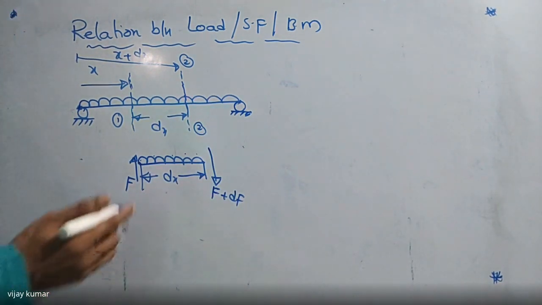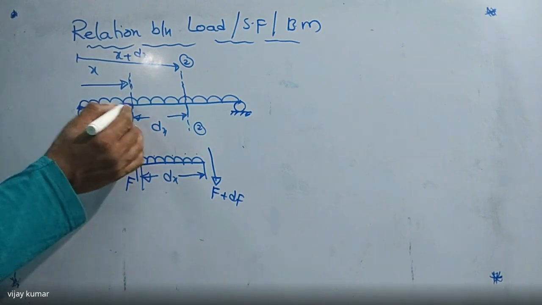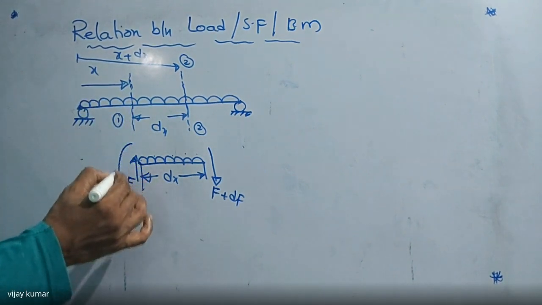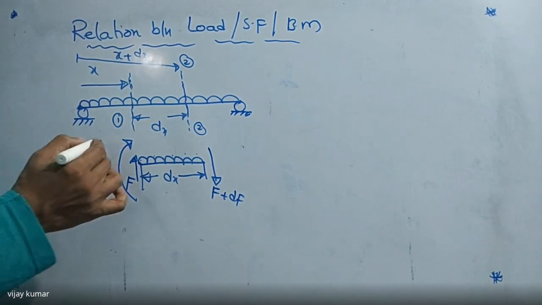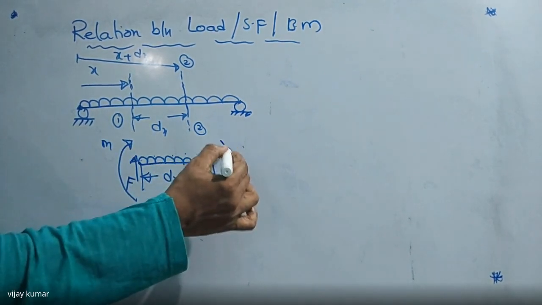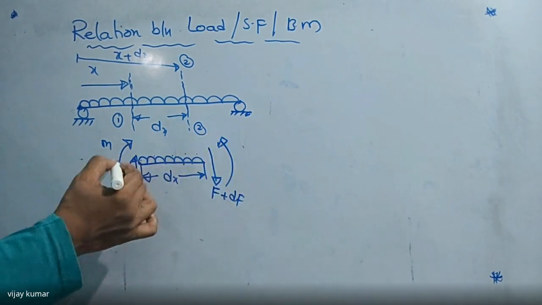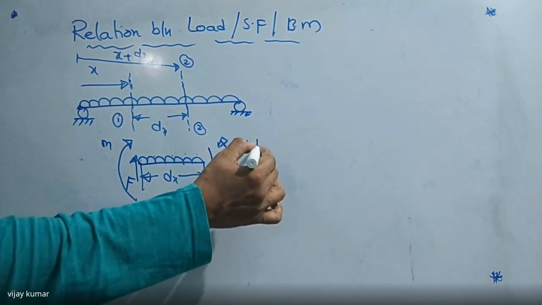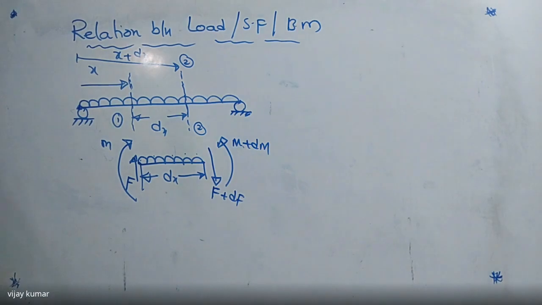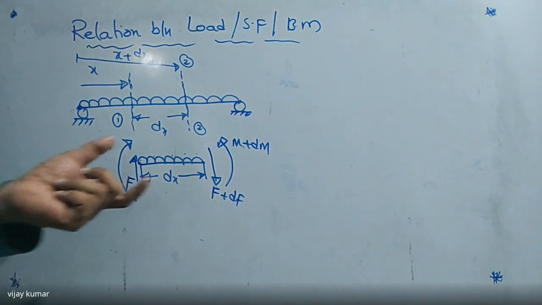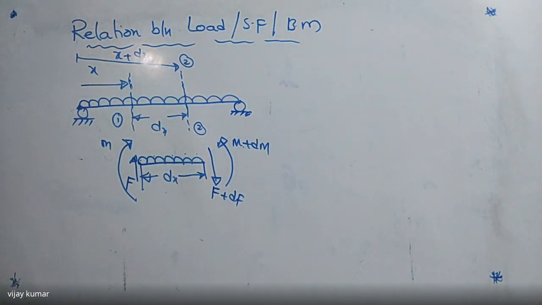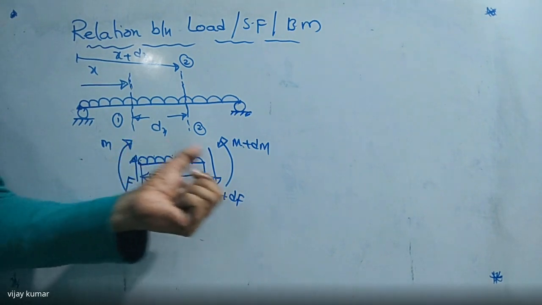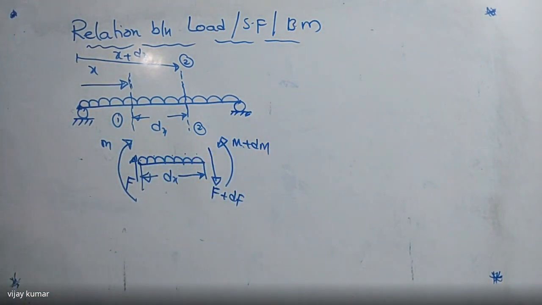Right. And from the support up to a distance of x, what is the moment here? I am taking the moment at section 1 as M here, and automatically it gives a moment that is always more than this one, that is M plus dM. That is, moment at section 1 is M, moment at section 2 is nothing but M plus dM. Did you get it? So these two are opposite. Right.